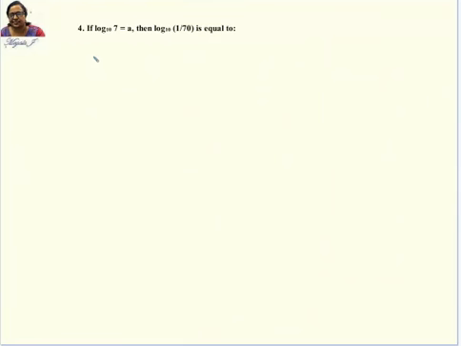If log 7 to the base 10 is A, that's given here, then what will be log 1 by 70 to the base 10? What is the answer? We'll write down that. Log 1 by 70 to the base 10. So what is the first step you have to do here? Why boys, nobody's answering today? Log 1 minus log 70.